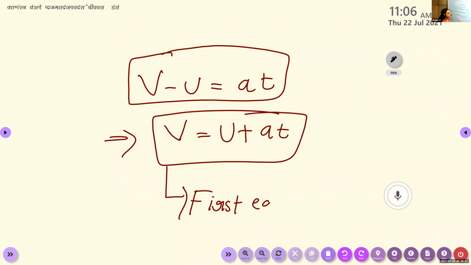So here we are deriving the first equation of motion from a graph. Once again, we can go through each step, and if you have any doubt regarding the steps, you can clarify now itself. So V minus U is equal to AT, or V is equal to U plus AT. And this is our first equation of motion, or we can call it the velocity time relation by graphical method.